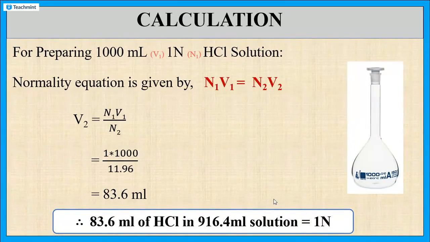That means we have to take 83.6 ml of HCl from the bottle and transfer it to the 1000 ml standard flask. For that, add distilled water until the total volume reaches 1 liter or the 1000 ml. In this way, we get 1000 ml of one normal HCl solution.